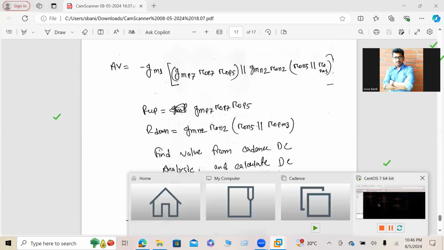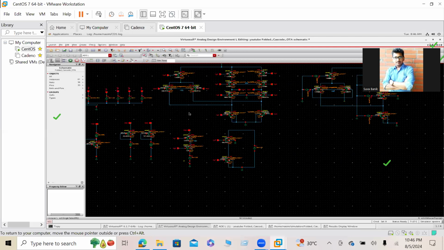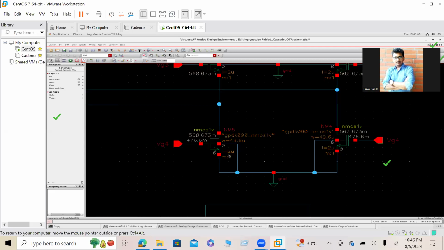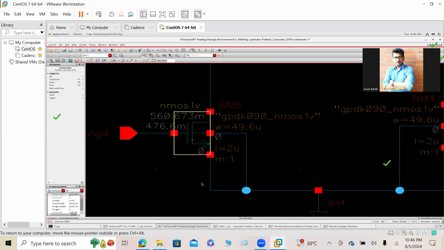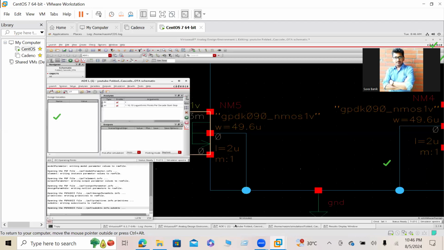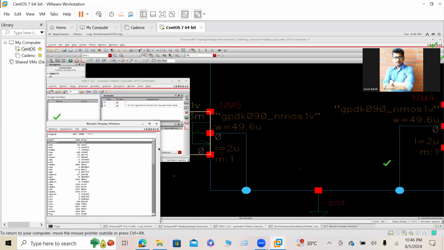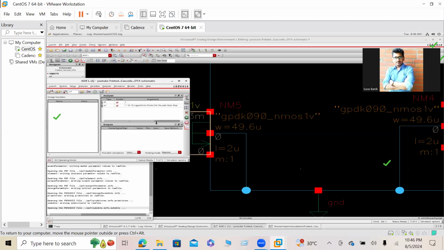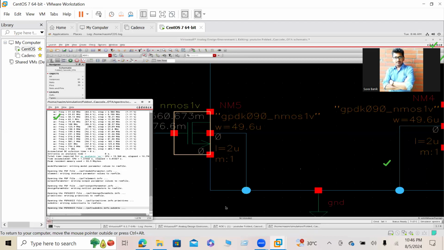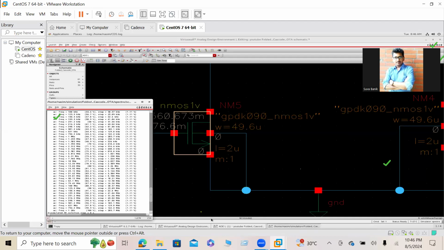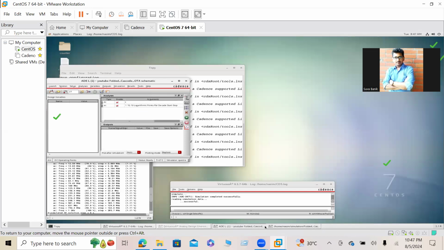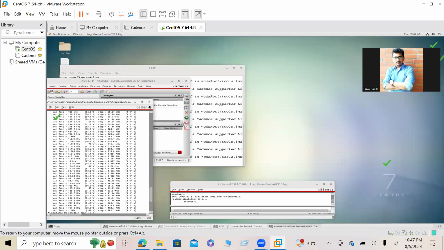Okay, now go to the simulation. I am also showing here how you can find it. Let's say I'm showing one example, N5. If I run the DC simulation and if I see where it is, excuse me, just give me a moment.